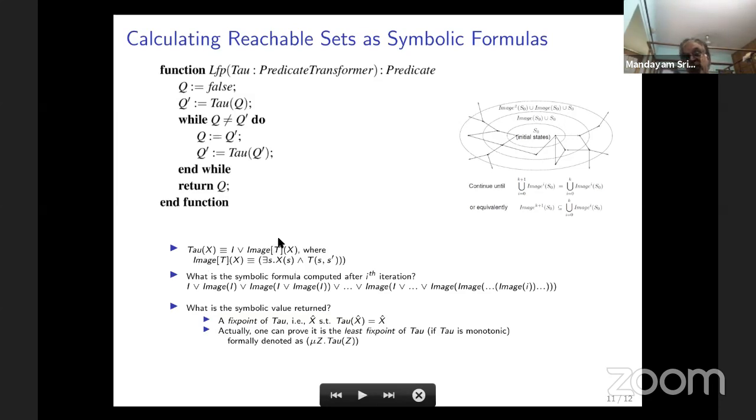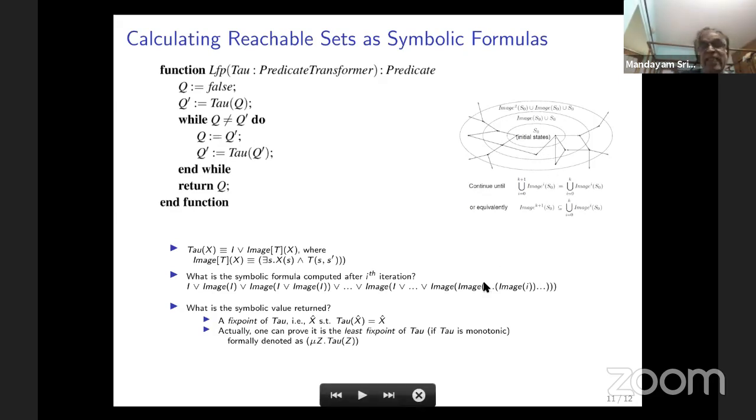Okay, and I hope you start seeing the connection with CTL operators. So once I collect this, what I get at the end is a symbolic formula. When I reach the fixed point, I get a symbolic formula that characterizes the set of all states that are reachable from the initial state.